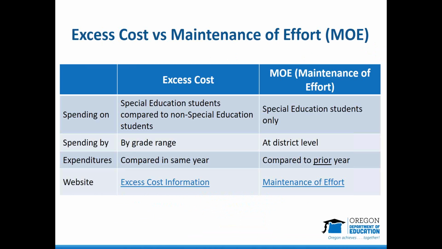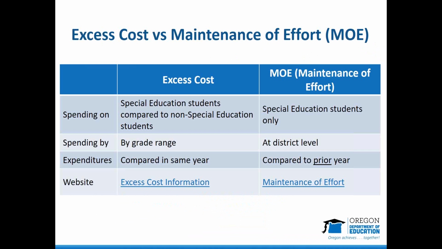Comparing excess cost to maintenance of effort, which is also known as MOE. So excess cost compares spending on special education students to non-special education students, whereas MOE is only looking at spending on special education students. Excess cost looks at spending on certain grade ranges, elementary and/or secondary, whereas MOE is looking at district level spending. Finally, excess cost looks at current year expenditures, whereas MOE is comparing expenditures for this year to last year.